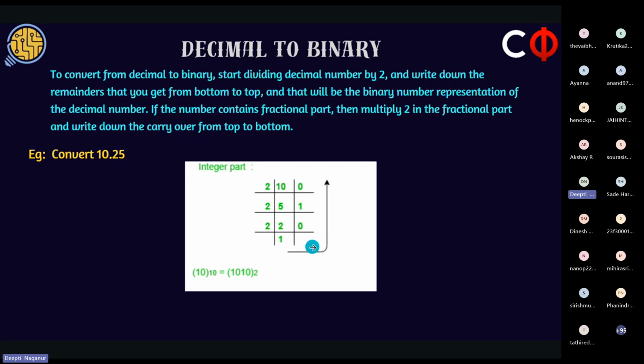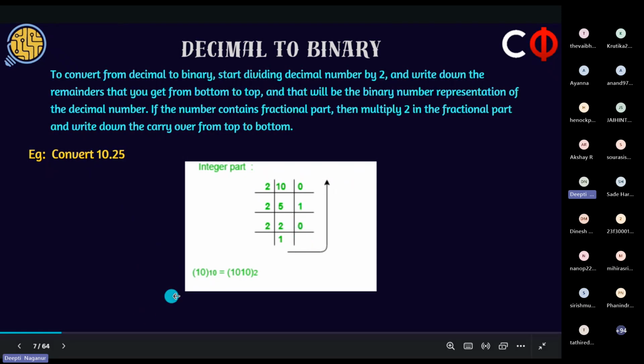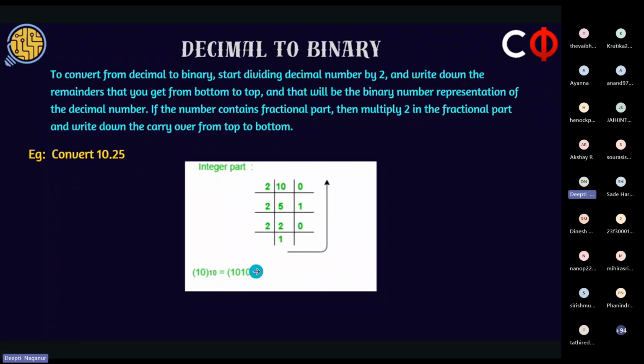And I'm going to read the binary value from bottom to top. So it will be 1 0 1 0. So 10 in zeros and ones is represented as 1010. Now, can you tell me how 5 is represented in zeros and ones? I'll look into your chat section. How is 5 represented in zeros and ones in the binary system?